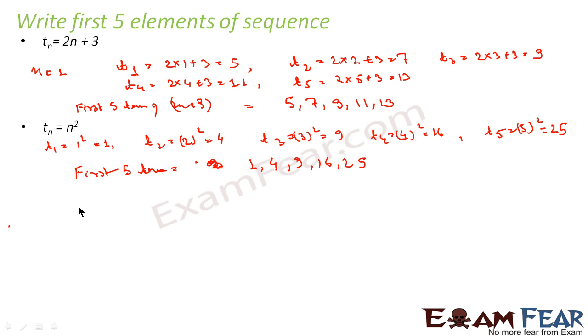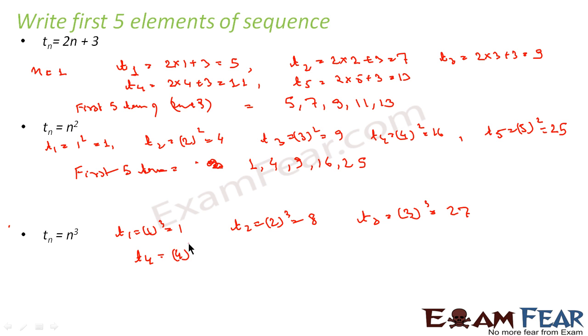Similarly, let's take one more example. Tn is equal to n cube. Here also we'll do the same thing. T1 is equal to 1 cube, that is 1. T2 is equal to 2 cube, that is 8. T3 is equal to 3 cube, that is 27. T4 is equal to 4 cube, that is 64, and T5 is equal to 5 cube, that is 125.